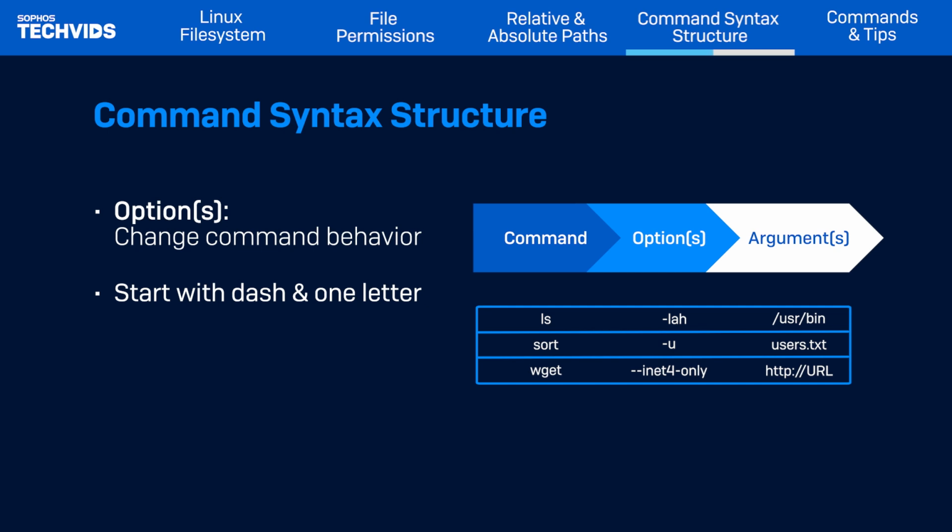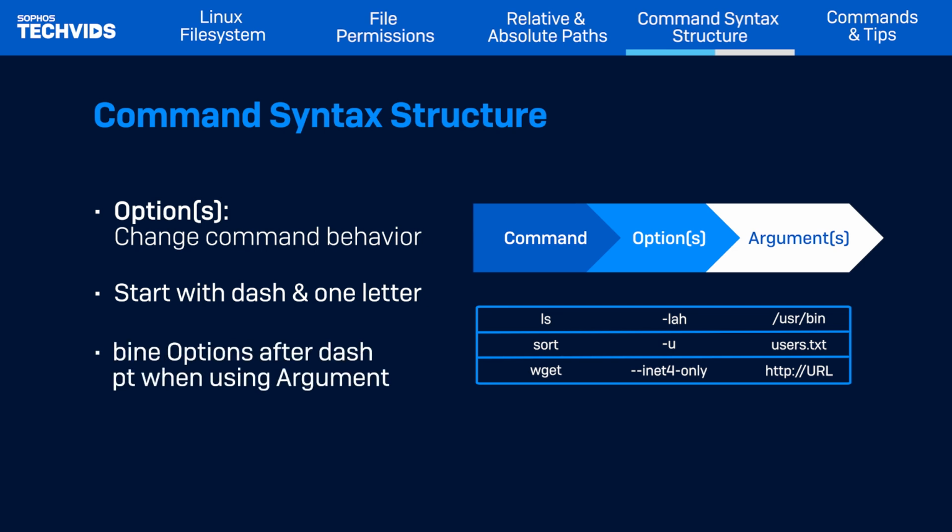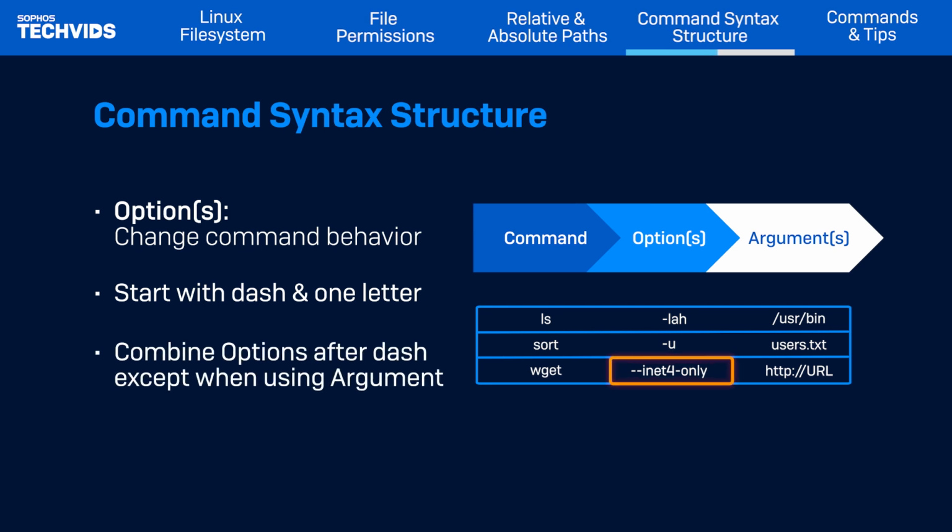Most of the time, instead of listing each option individually, we'll combine them right after one dash with no spaces in between, like so. The only exception to this is if the option requires an argument. The order of options usually doesn't matter, so this will do the same thing. Options that have two dashes, however, cannot be combined and must go one right after the other, separated by a space.